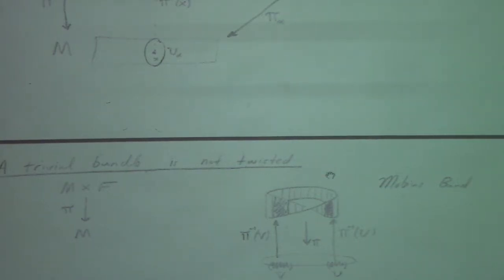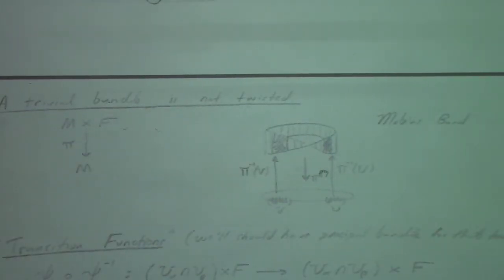A trivial bundle is not twisted. Here's one that is twisted, the Mobius band. The Mobius band is basically just, well, we can take a piece of paper and make it. The base space is the circle, and the pi is pictured in the picture, and there it is.